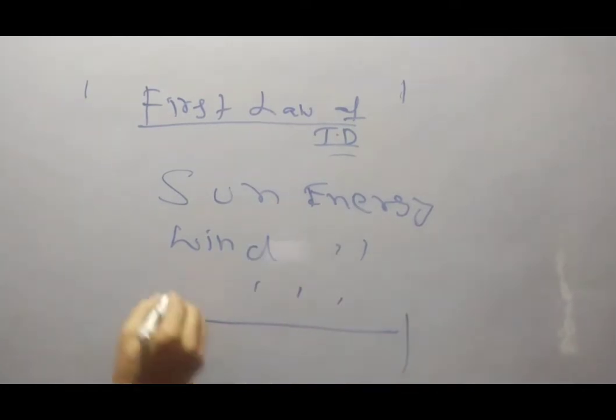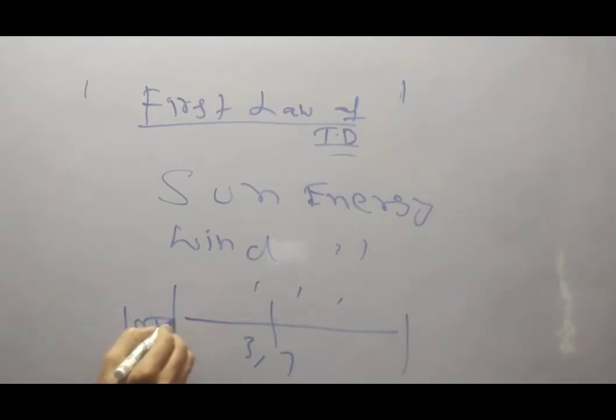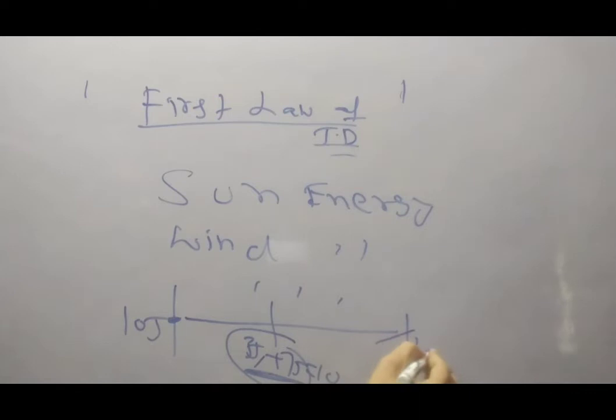Suppose 10 joules of energy is there, and it is converted to another form of energy, 3 joules and 7 joules. Conversion. Total energy is constant. 3 plus 7 equals 10. That is another form of the law of conservation of energy. Energy cannot be created or destroyed, but can be converted to another form, and total energy is constant. 10 joules, 3 plus 7, 10. Again 3 and 7 give 10. So this is known as the law of conservation of energy.